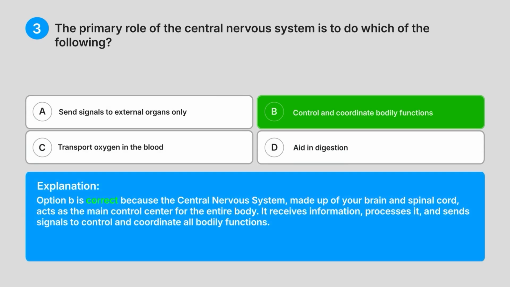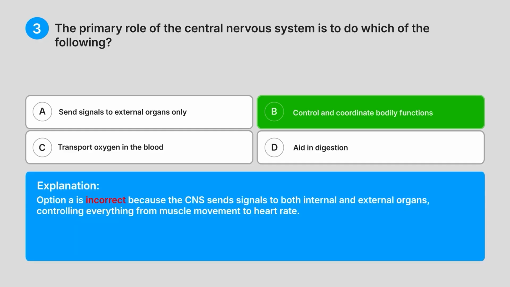Explanation: option B is correct because the central nervous system, made up of your brain and spinal cord, acts as the main control center for the entire body. It receives information, processes it, and sends signals to control and coordinate all bodily functions.